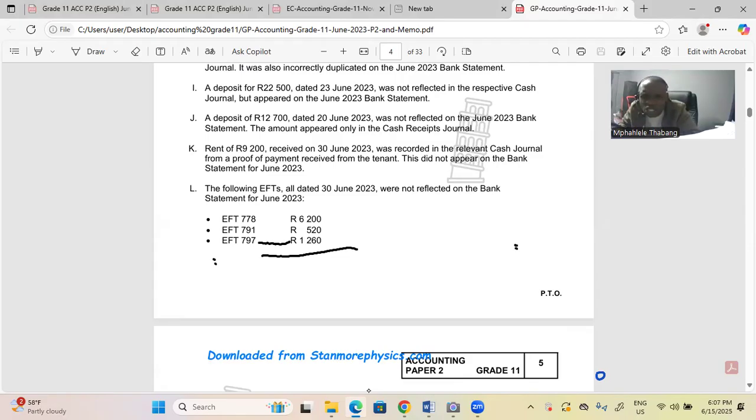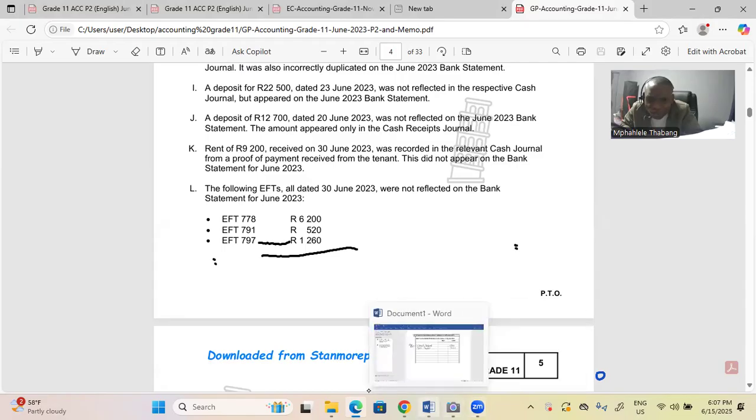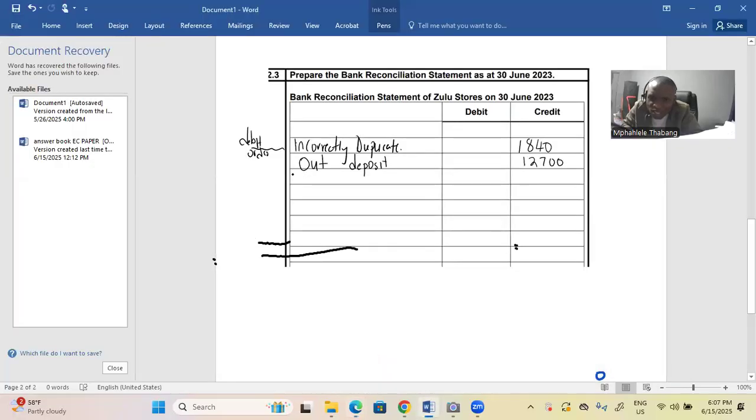This is also outstanding. Okay, this is rent income outstanding. The bank did not present it. How much is it? 9,200. Let's go to the BRS and say, you can even say, rent not yet presented by the bank. And where must the bank record it? Where must it be on the bank statement? That was the rent income. We recorded it in the CRJ. It must be on the credit side of the bank statement.